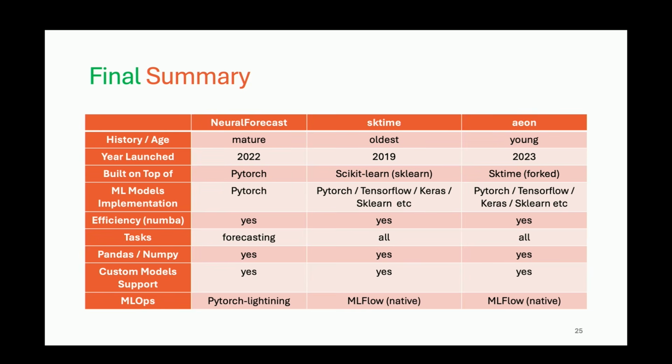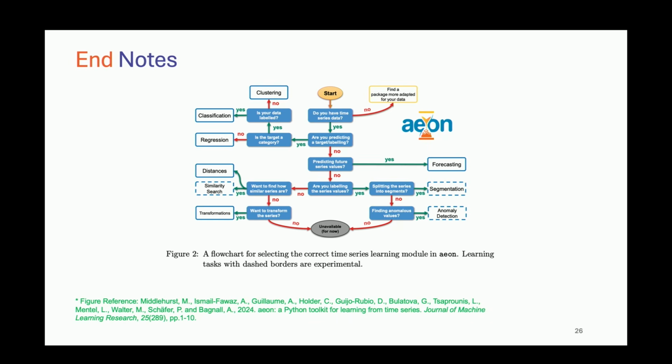But NeuralForecast only supports forecasting. It is more focused toward forecasting problems. But Sktime and Aeon are more generalized libraries. They have all the different supports. But yeah, I also like NeuralForecast a lot because it has the PyTorch implementation, and the custom model building part is also very easy. But you can work on that too in Sktime and Aeon.